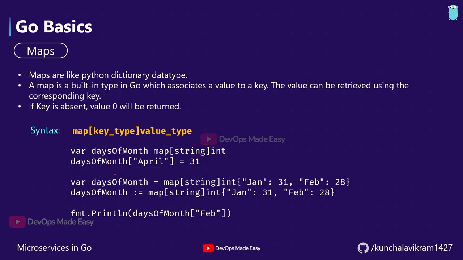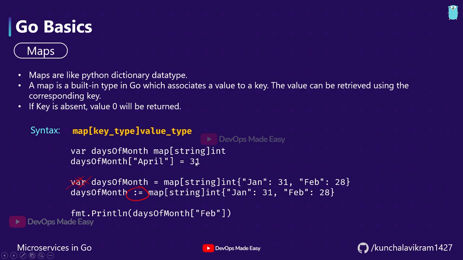So we can also create a map and assign values at the same time using var daysOfTheMonth and map, with the string key and the integer value, and at the same time you can initialize it with key-value pairs. Here Jan is the key and the value is 31, Feb is the key and the value is 28. And you can also use the shorthand notation to completely ignore this var keyword by using colon equal to.